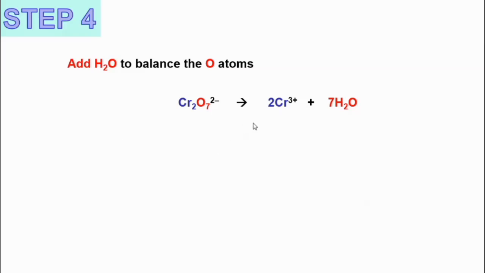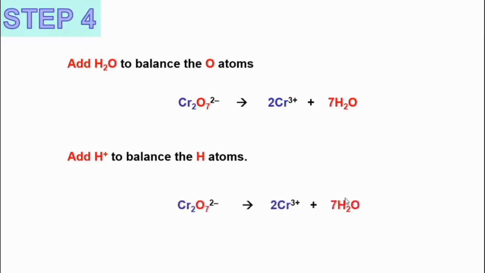Okay, so now let's look at how to balance these hydrogen atoms. To balance these hydrogen atoms, we are going to add hydrogen ion or H+. Since there are 7 moles of water, there are a total of 14 moles of hydrogen atoms. So on the left side here, we are going to add how many? Yes, 14 moles of hydrogen ions. Now this equation is balanced in terms of the number of atoms.